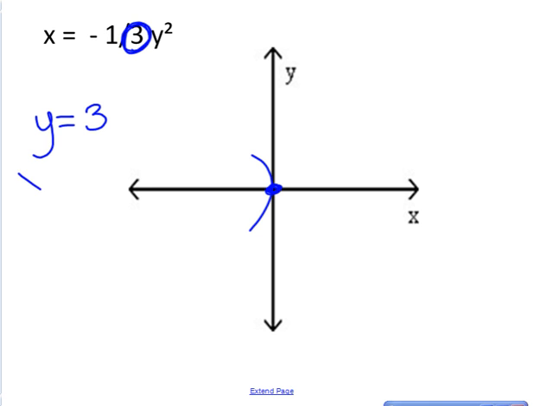So, since I chose a y value, that means I have to find the x value. And I'm going to plug that in. So I have negative 1/3 times 3 squared.